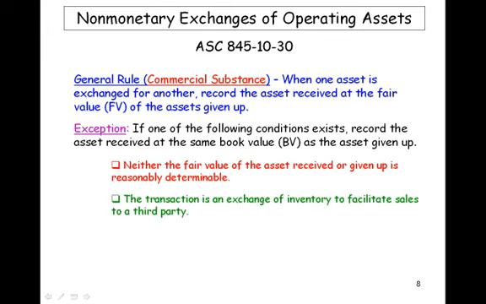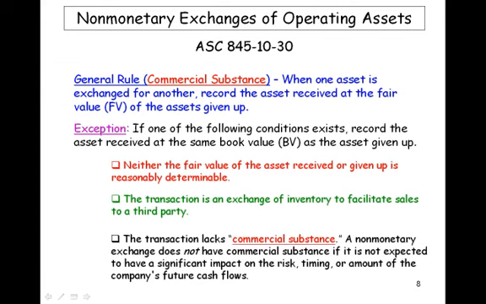Exception 2 exists when the exchange is made to facilitate a sale to a third party. For example, the Alpha auto dealer has a customer who wants a red car, and the Beta auto dealer has a customer who wants a blue car. Each dealer has the color that the other needs. Therefore, they exchange the red for the blue. When the exchange is made, the dealers retain the old book value of the car given up. Exception 3 exists when the transaction lacks commercial substance.